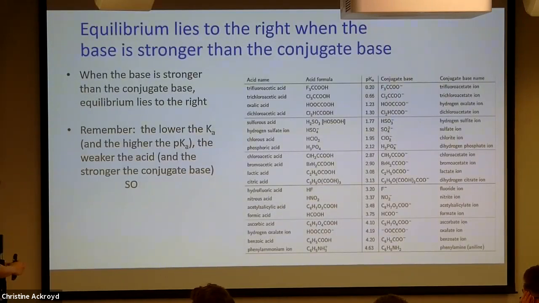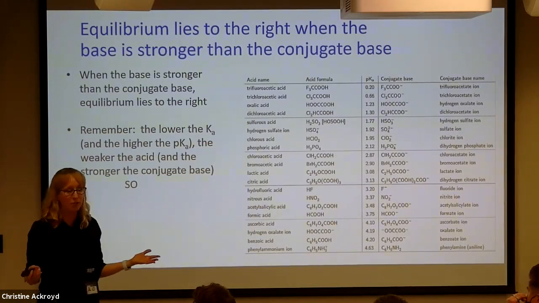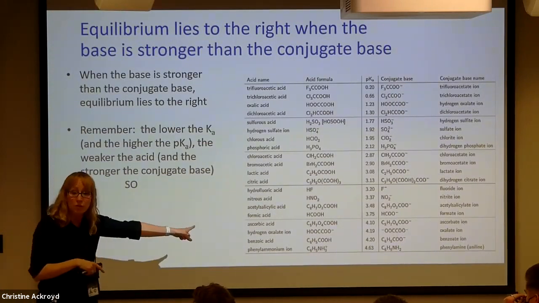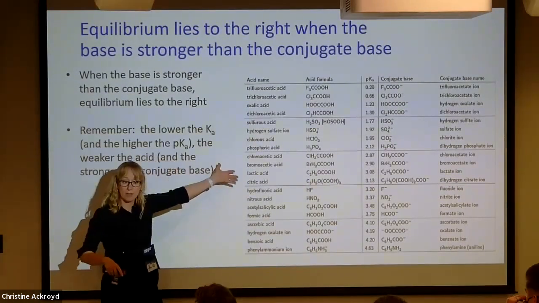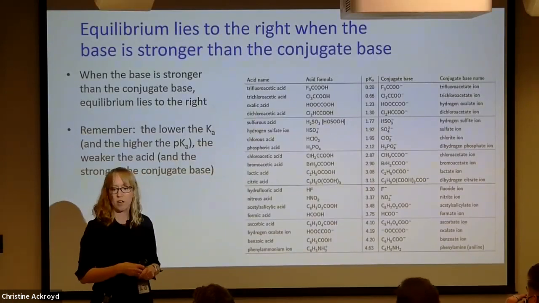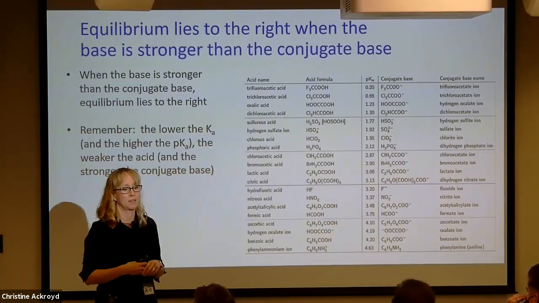Okay. So when the base is stronger than the conjugate base in a Bronsted-Lowry acid-base reaction, that pushes equilibrium to the side of products. How can we easily assess on a Ka table, or in this case, a pKa table, which one is stronger? Where will we find the stronger base?